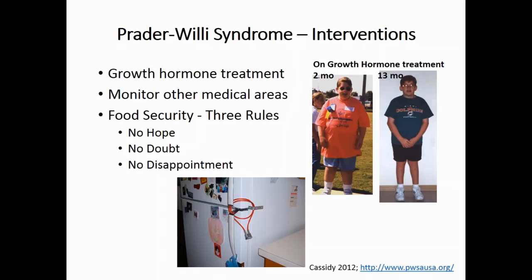That is, no hope, no doubt, and no disappointment. And as it relates to food, that would be no hope of food between meals, no doubt that the food will come on time, and no disappointment that it will always arrive. In addition, many families need to really lock down refrigerators and cupboards to secure those rules. I have to say, though, that those 3 rules are true for other behavioral interactions with children with Prader-Willi syndrome.